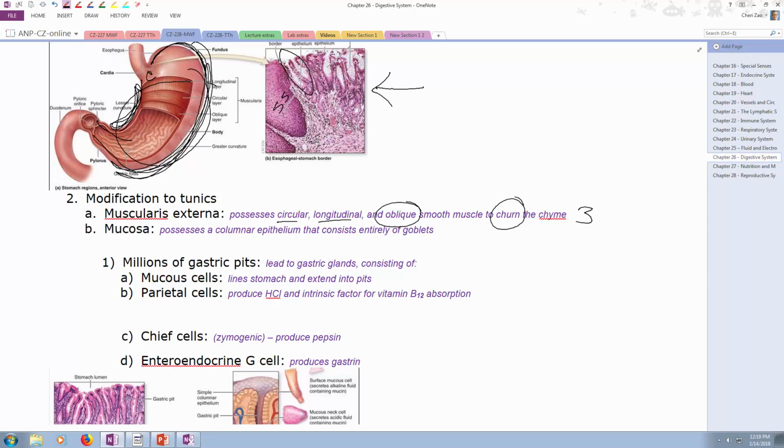Also, the mucosa possesses a columnar epithelium that consists entirely of goblets. So you take a look, and the entire lining is goblet cells. Now, goblet cells are always associated with what type of epithelium? Simple columnar and pseudostratified columnar, correct? But remember, pseudostratified columnar is still simple columnar, correct? And so these goblet cells are still hanging out with the same cell types that we've associated them with in the past. But we don't see any simple columnar in this area because we need to protect this area.